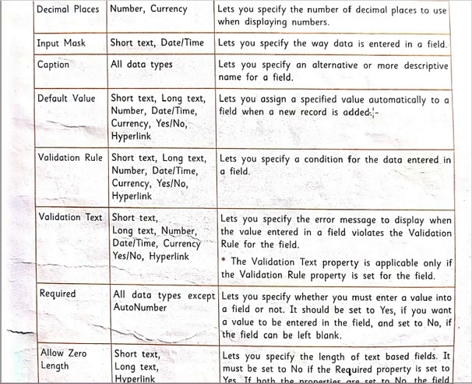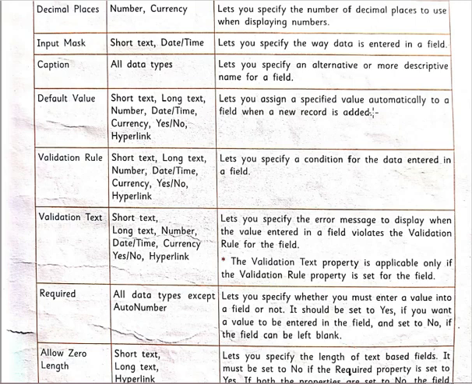Next is our validation rule. It specifies a condition for the data entered in a field. Sometimes it specifies a condition, so some rules are there to enter data. If you break that rule, we cannot enter that data.